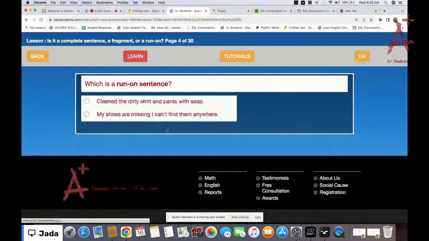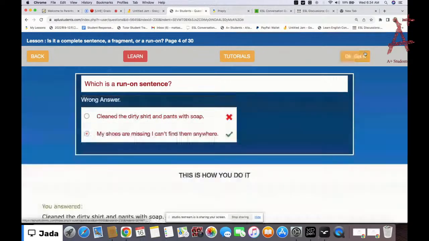Okay, which is a run on sentence. Clean the dirty shirt and pants with soap. My shoes are missing. I can't find them anywhere. So clean the dirty shirt and pants with soap. And then my shoes are missing. I can't find them anywhere. So let's say that we're just confused. We do not have any idea which one is the run-on sentence here, and then we just decide to pick any one.